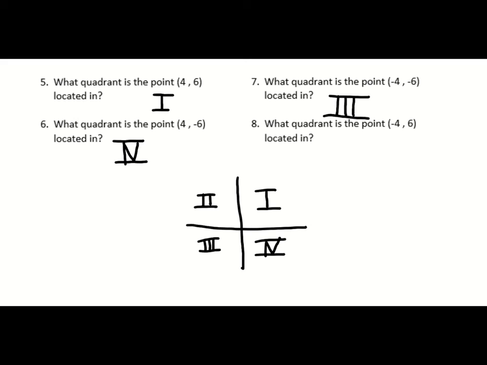And then lastly, we have to figure out where the point -4, 6 would be quadrant-wise. So -4 is to the left, +6 is up. So we can see that we're in quadrant 2.